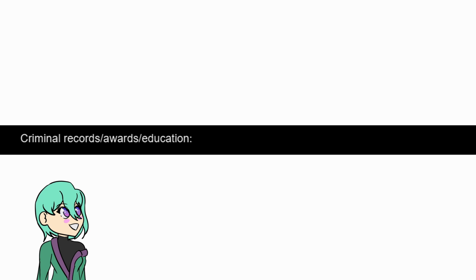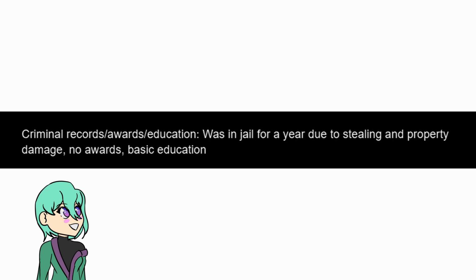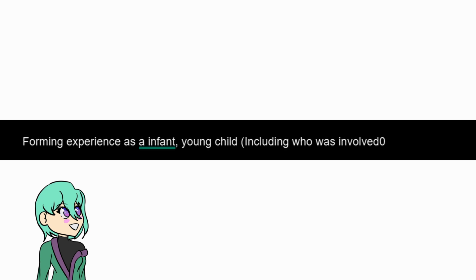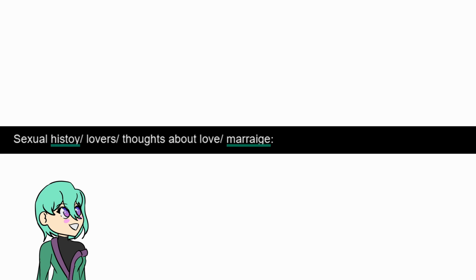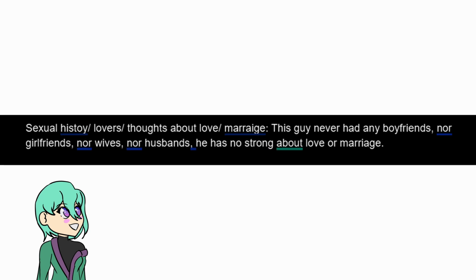Moving on, for this one, all you have to do is write their criminal record, awards, and education. For example, let's say John has been in prison for a year due to stealing and property damage, no awards, and a basic education. Proceeding onward, we have what was their forming experience as a child. I'll say John's forming experience as a child was being in poverty and needing a way to survive. Now moving on to sexual history and their thoughts on love and marriage. I'll just say he hasn't ever had a partner, doesn't really think much about love or marriage.